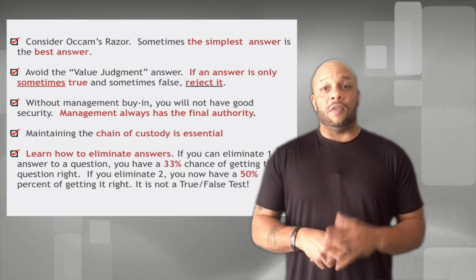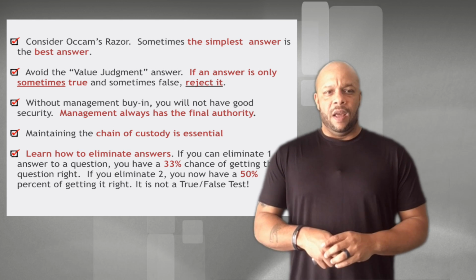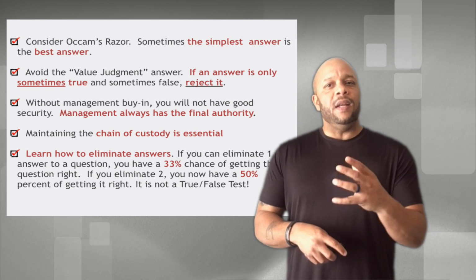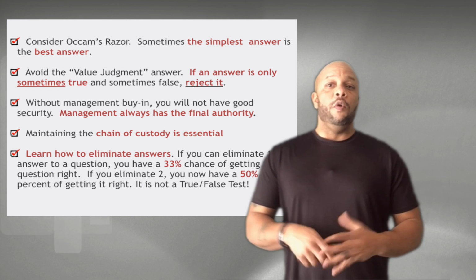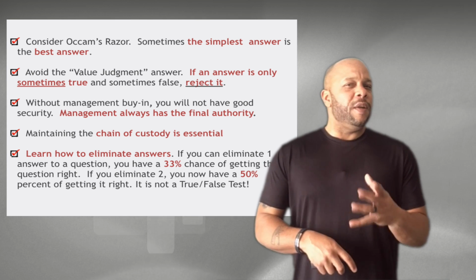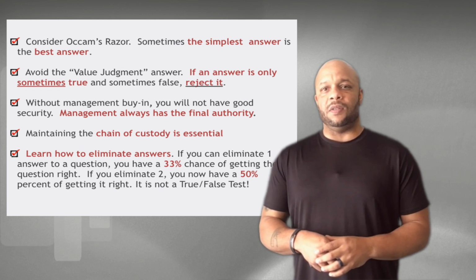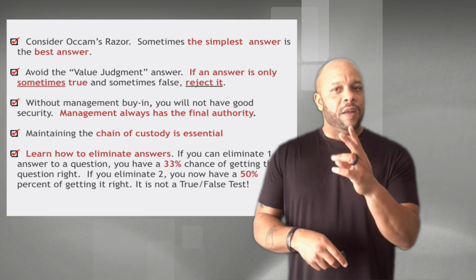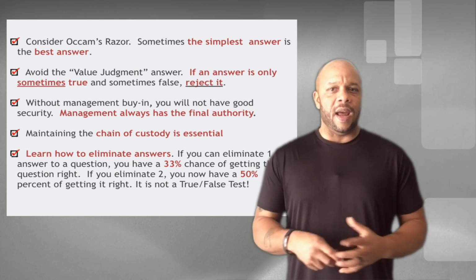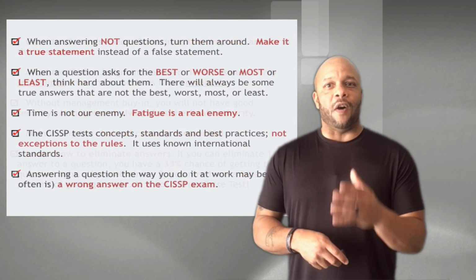Next, one of the catch-alls, especially within the CISSP, is you must have management buy-in. Management always has the final authority whenever it comes to anything within the organization. Remember, like I said, we're trying to get to a 50-50 possibility. If you can eliminate one of the four, well, yes, you've bettered your chances from 25% to 33%. And then eliminating two gets you down to 50%, and now you've turned it into a true-false test. How awesome would it have been if every test we've ever taken was a true-false test?